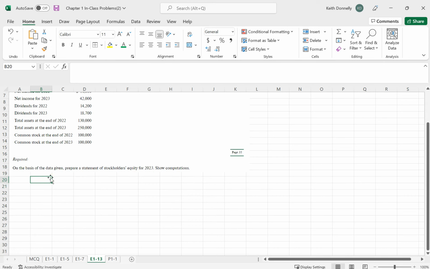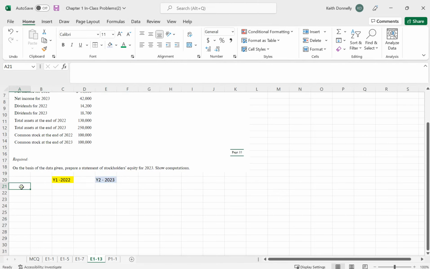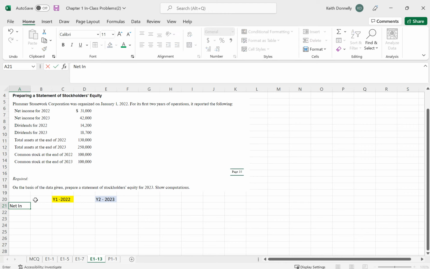Okay, so we have year 1, which was 2022. Move that over. And then we have year 2, which was 2023. I'll make that yellow, and I'll make that blue, just to distinguish here. Then they give us some information about it. So our net income looks like it was 31,000, and then 42,000. Our dividends here were 14,200, and then 18,700.